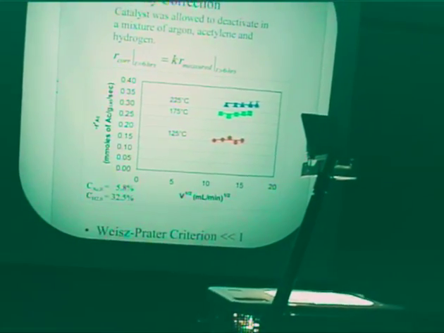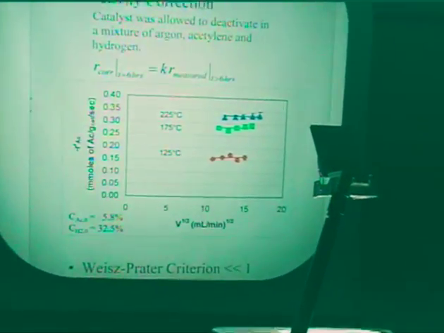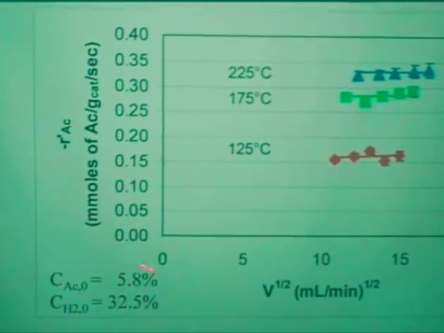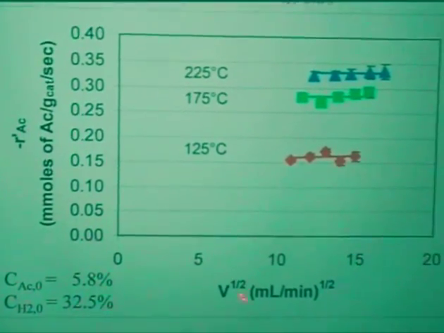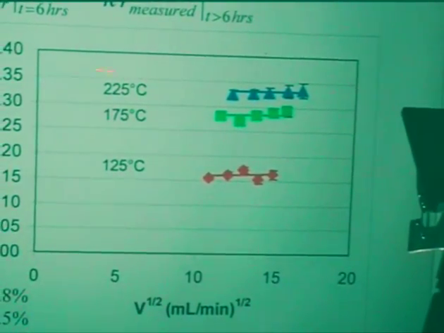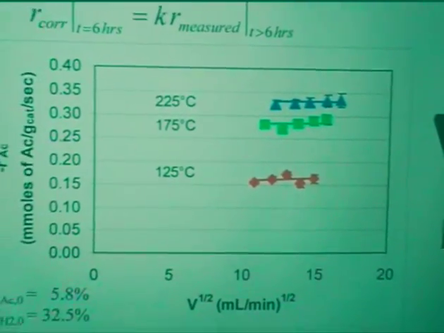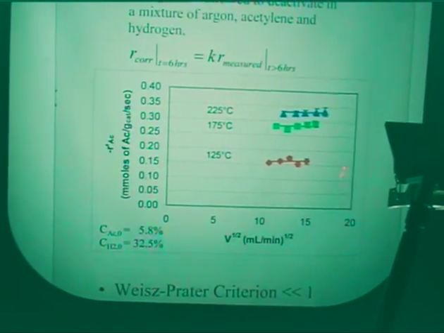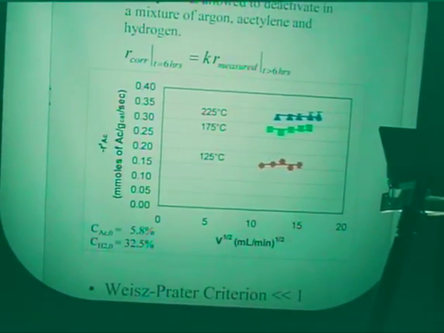The second thing you have to do is you have to account for mass transfer limitations. And on the left, I've plotted the rate of reaction. And on the bottom, I've plotted the square root of the velocity. And if you can show that these are independent of one another, then you've reached a region where there is no external mass transfer limitation. So for 3 different temperatures, we've adequately shown that.